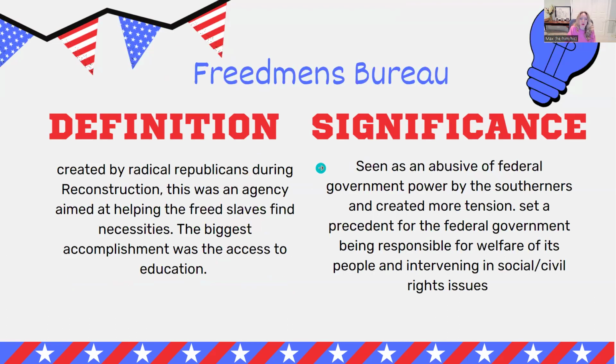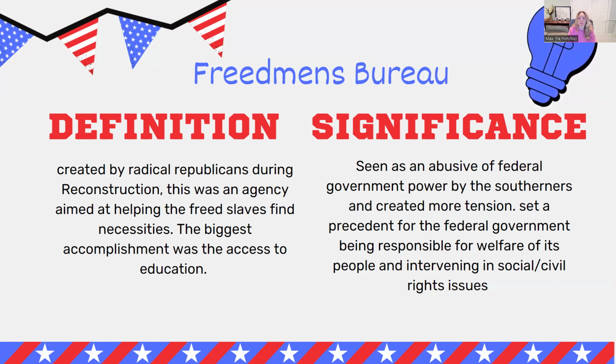Freedmen's Bureau. All right, this was created by the Radical Republicans during Reconstruction. Again, Radical Republicans' whole goal is to help the freed slaves and punish the South, like just pummel them into the dust. And so this agency was aimed at helping all the freed slaves find all the necessities they needed, and their biggest accomplishment was setting up thousands of schools for freed slaves across the country, because access to education will allow you to have more job opportunities.